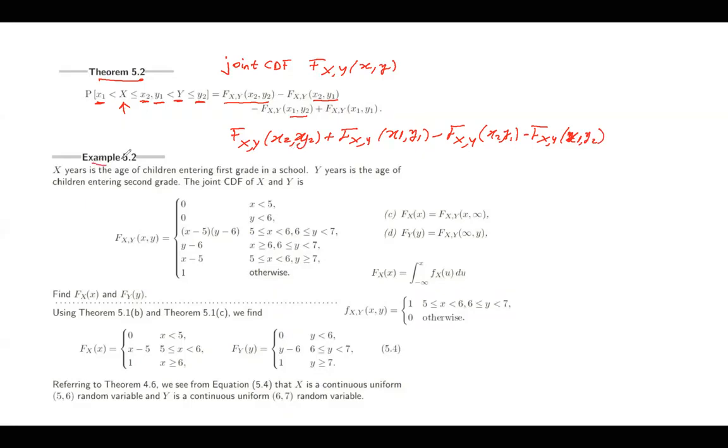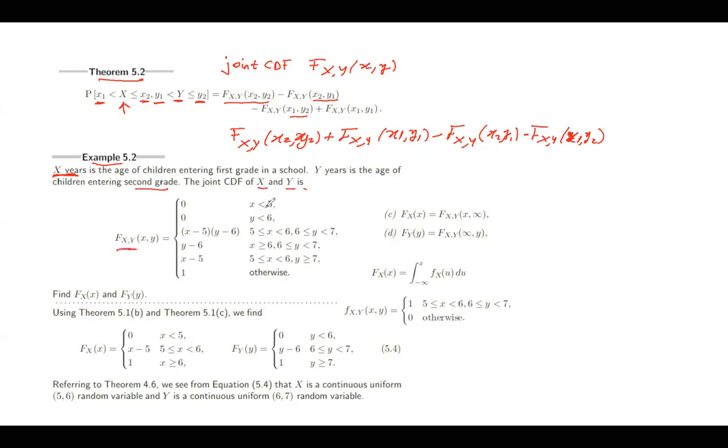Okay, let's see this example 5.2. It's the age of children entering first grade and second grade. X years is the age of children entering first grade in a school. Y years is the age of children entering second grade. Now the joint CDF of X and Y is given by this formula.